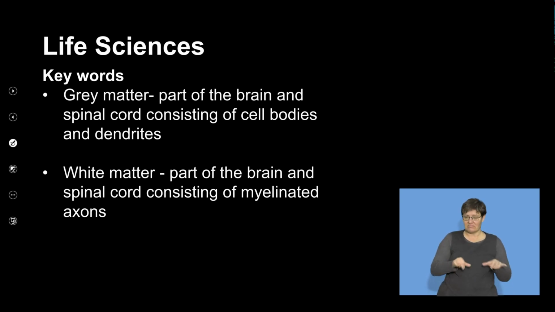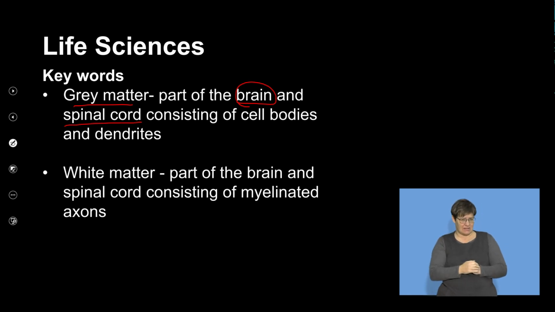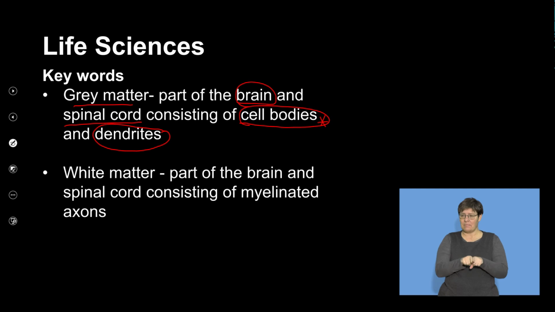Then we continue with the words that we're going to come across while we continue with our lesson. Now we're looking at the gray matter. This is the part of the brain and the spinal cord, still in the central nervous system, that consists of the cell bodies and the dendrites. We are still going to talk about dendrites and cell bodies when we talk about neurons, so don't worry about them.